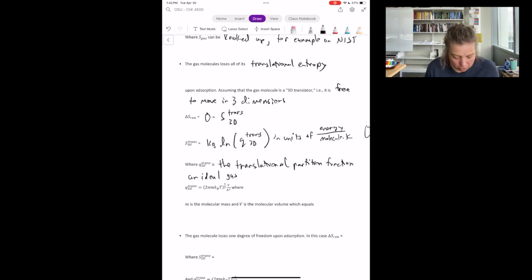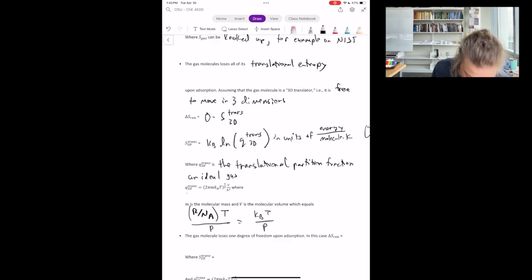So if you've taken physical chemistry, you might have seen this before. We can quantify it. It's based on kinetic theory of gases. In the expression I'm giving you here, M is the molecular mass, so units of mass per molecule, not mass per mole. V is the molecular volume, which is going to equal R, the gas constant, divided by Na, Avogadro's number, times T over P. This is also equal to kBT over P. Also in this expression, kB is Boltzmann's constant and h is Planck's constant.